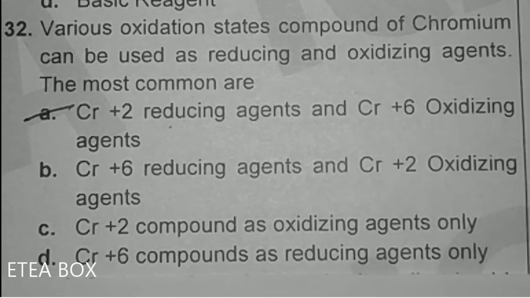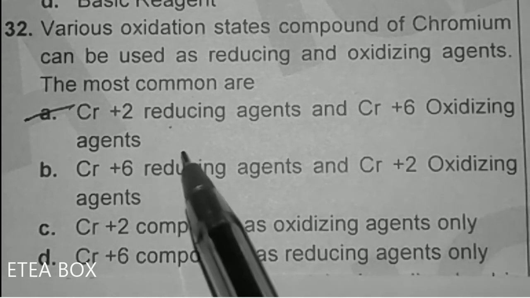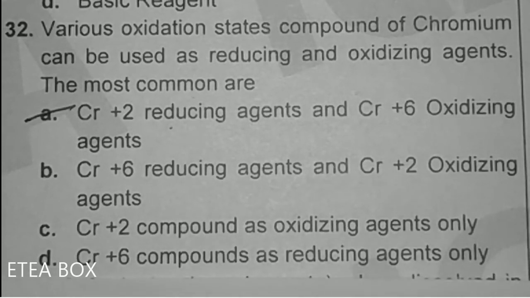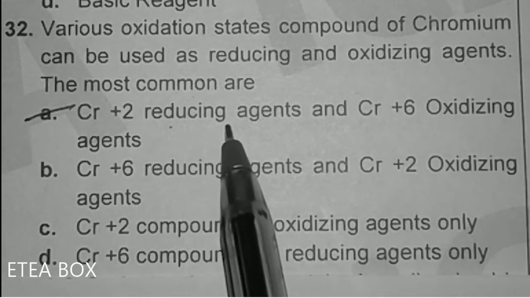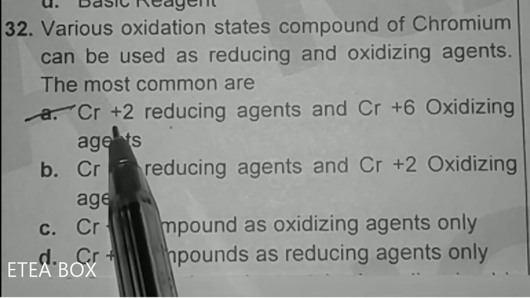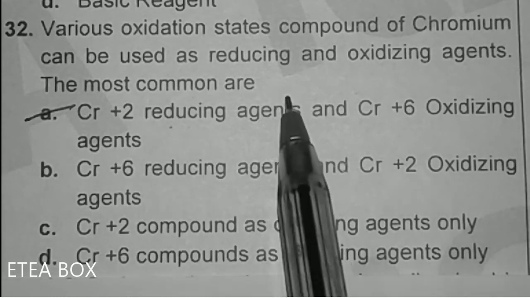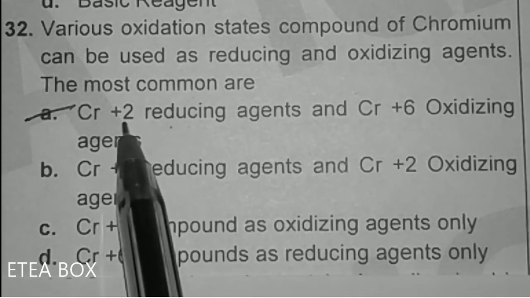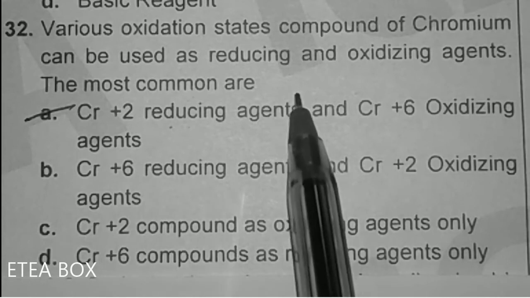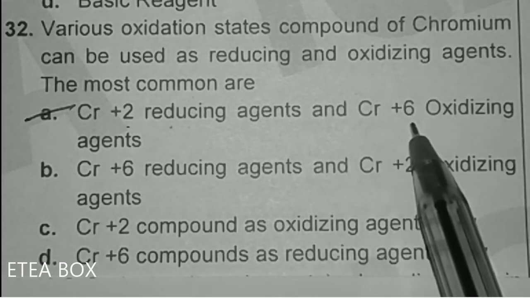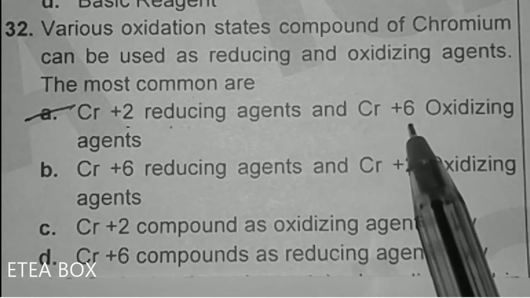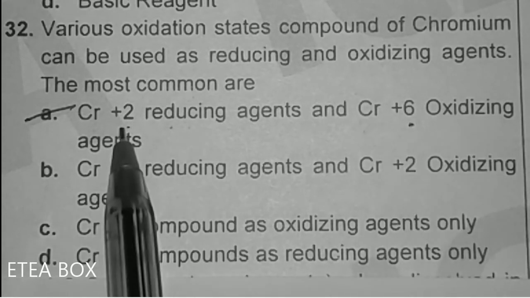Various oxidation state compounds of chromium can be used as reducing and oxidizing agents. The most common are... now look here, what is a reducing agent? Reducing agents are substances which have the capacity to lose electron. Look, reducing agents are those substances which themselves get oxidized but reduce the other substance, which means that they lose electron and give electron to other substances. Now look, it is chromium plus 2, and look, it is chromium plus 6. Now chromium has lost 6 electrons here and it has lost 2 electrons here.